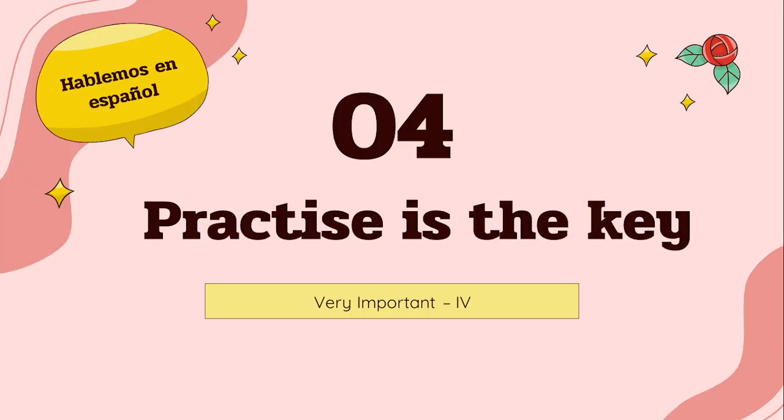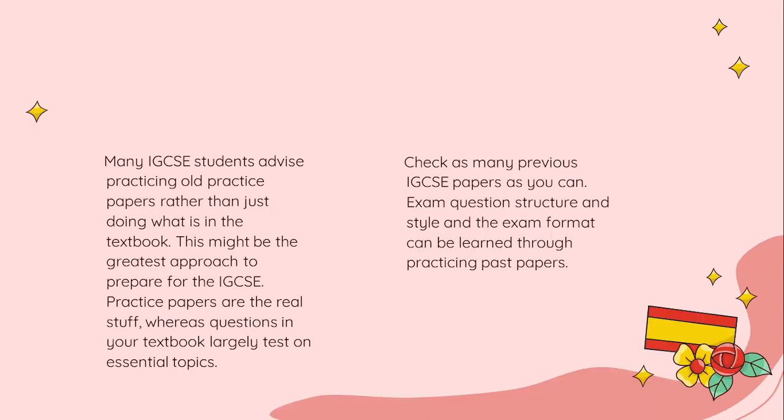Alright, moving on. Practice is the key. Many IGCSE students advise practicing old practice papers rather than just doing what is in the textbook. This might be the greatest approach to preparing for the IGCSE. Past papers are the real stuff, whereas questions in your textbook largely test on essential topics. Check as many previous IGCSE papers as you can. Exam question structure and style and the exam format can be learned through practicing past papers.